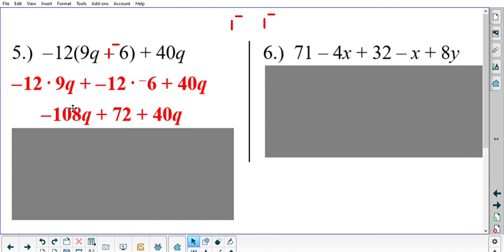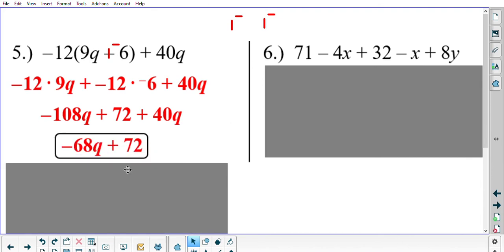Who are the like terms? Well, it's the negative 108q and the 40q. Add them together. You're actually going to subtract in your head because it's a negative plus a positive. And you get negative 68q plus 72, and you are done with that problem.